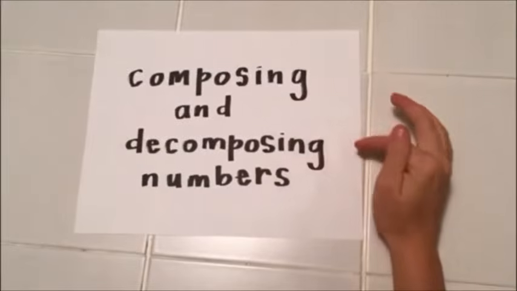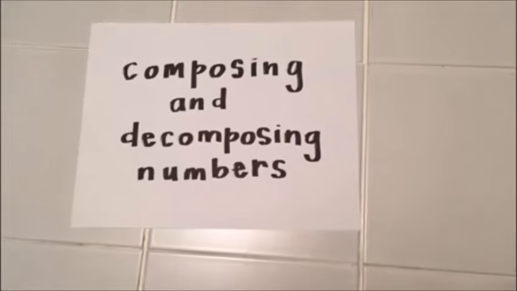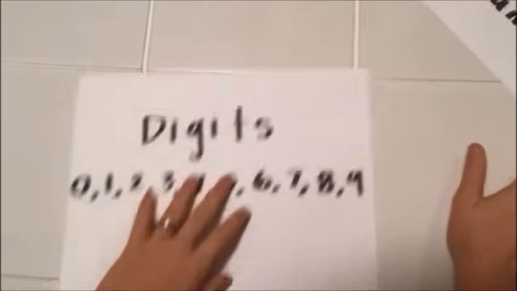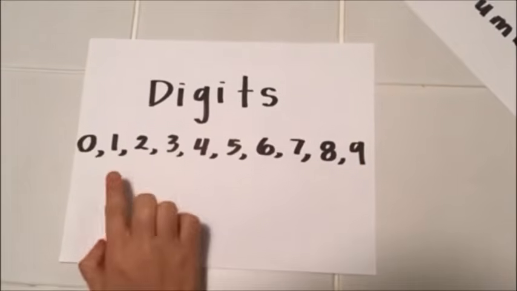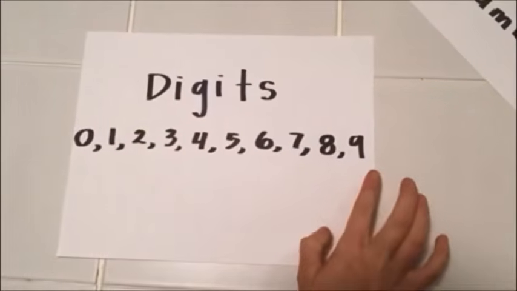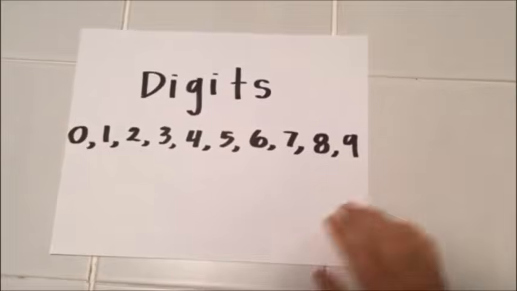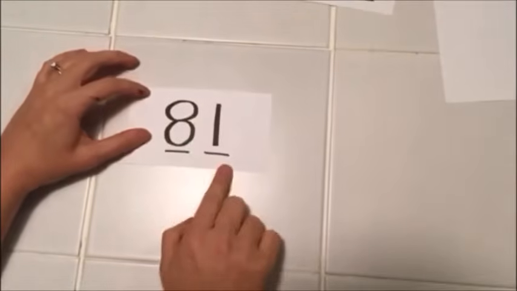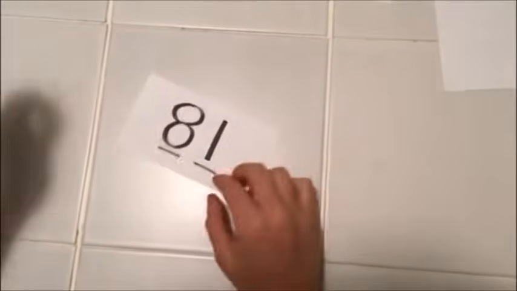About composing and decomposing numbers. And when we compose and decompose numbers, the first thing we need to understand is the term digits. A digit is any number 0 through 9, and we use them to make up larger numbers. For example, 245 is a 3-digit number, and 81 is a 2-digit number. And today we're going to talk about 2-digit numbers.